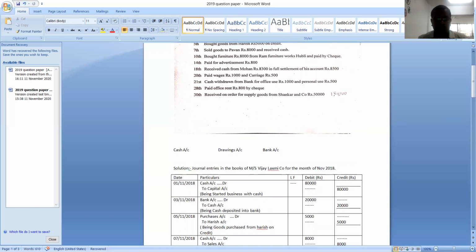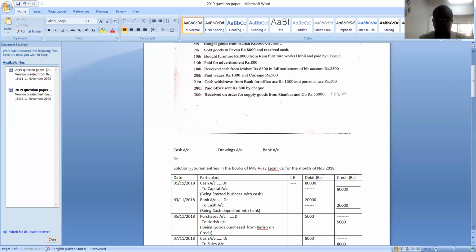Okay. Now, which account should be debited? Cash withdrawn from bank for office use means cash comes to the business. Understood? Cash is which account? Real account. What is the debit rule of real account? Debit what comes in. So cash withdrawn from bank for office use means cash comes into the business. So which account should be debited? Cash account should be debited.